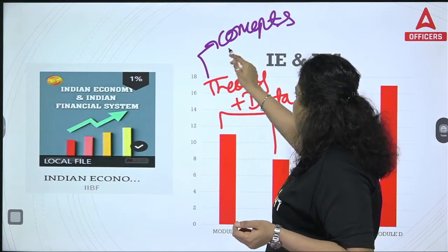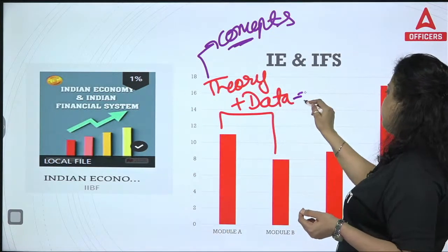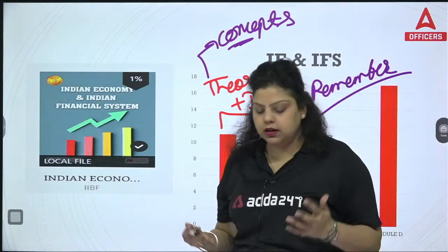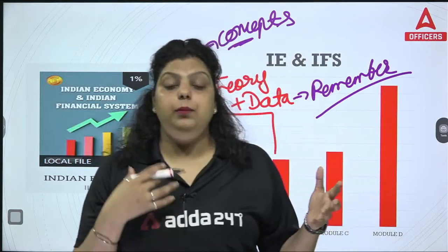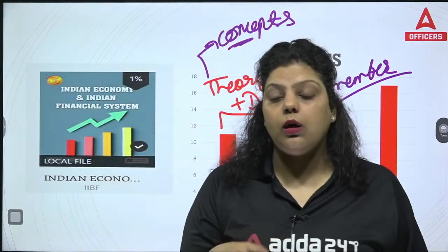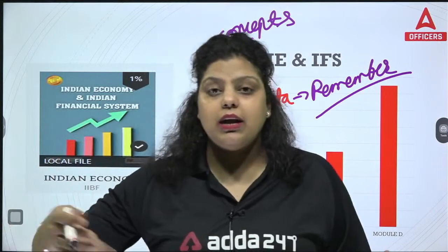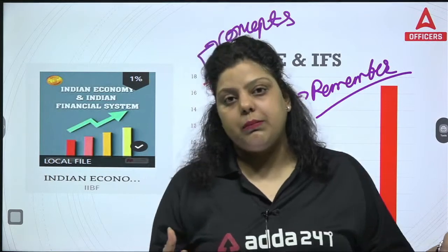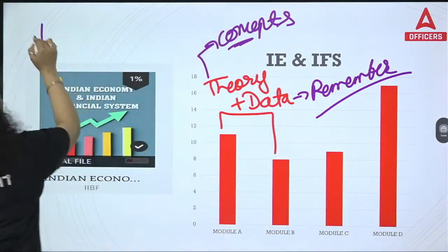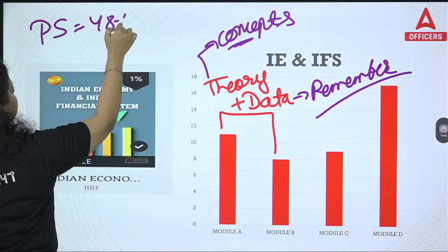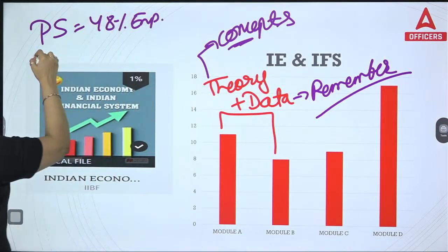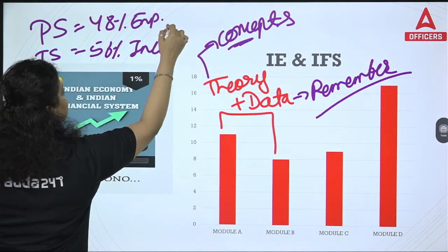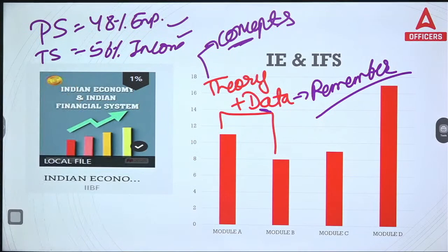So the theory you have to understand with concepts, and the data you have to remember or memorize. Like what was the situation of the Indian economy, or what was the contribution of the Indian economy in world trade or exports, or let's say national income contribution from the sectors of the economy, that you have to remember. As I have told you, from the primary sector we got around 48% employment generation, and from the tertiary sector we got around 56% of income. So these are certain data you have to study in modules A and B.